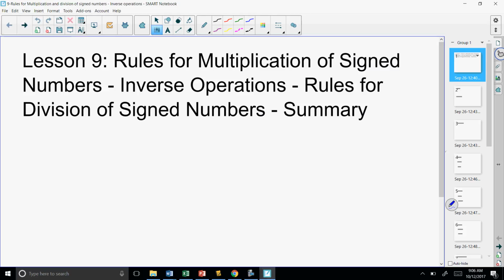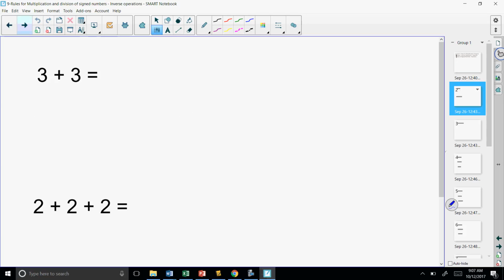Today's lesson covers the rules for multiplication of signed numbers. That's the first thing we want to look at. We want to review what inverse operations are so that we can make a connection between the rules for multiplication of signed numbers versus the rules for division of signed numbers. And then we will wrap it all up in a summary so that we have some simple phrase that's going to help tell us what the rules of multiplication and division of the signed numbers are. So the first thing, what is multiplication?